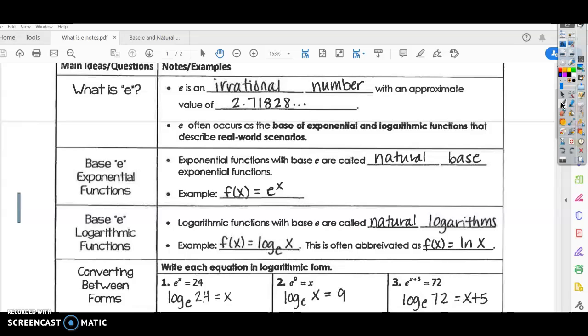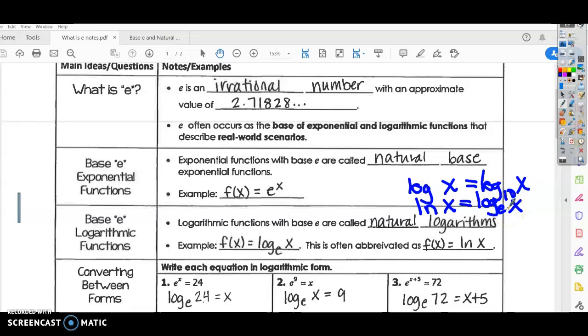So two things you need to remember. If you want to jot this down somewhere, maybe you already have it, but if you don't, if you just see log something, that's the same thing as base 10. And if you see ln of x, that's the same thing as log base E of x.